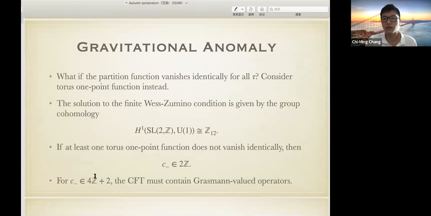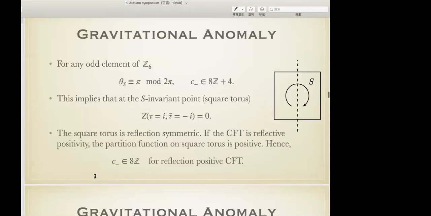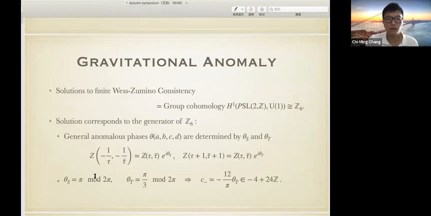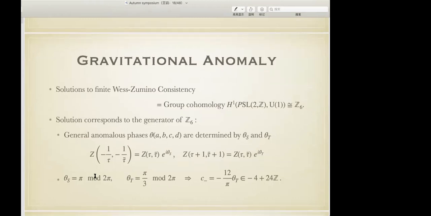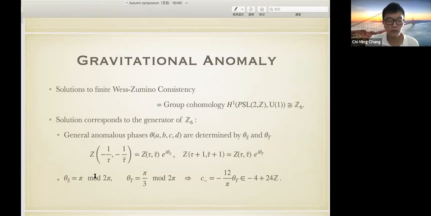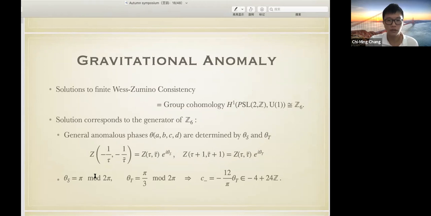Okay, any question on this? May I? Can you go back two or three slides? Here, yeah. So this equation, theta S equal to pi, means that the partition function is not modular invariant under this S transformation. Yes, that's right.